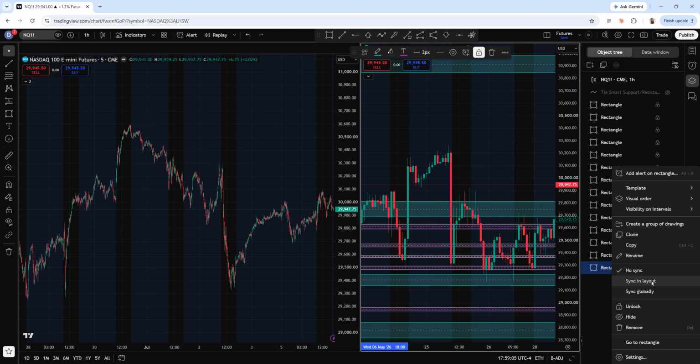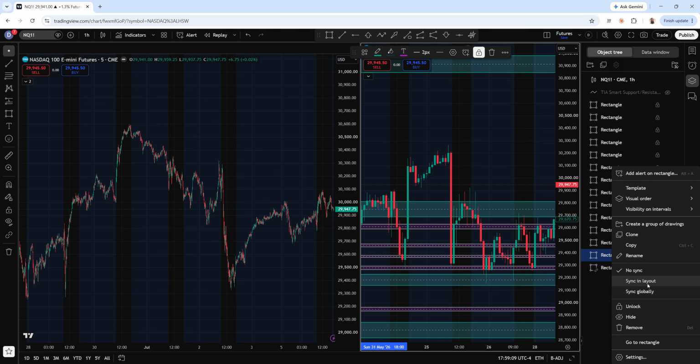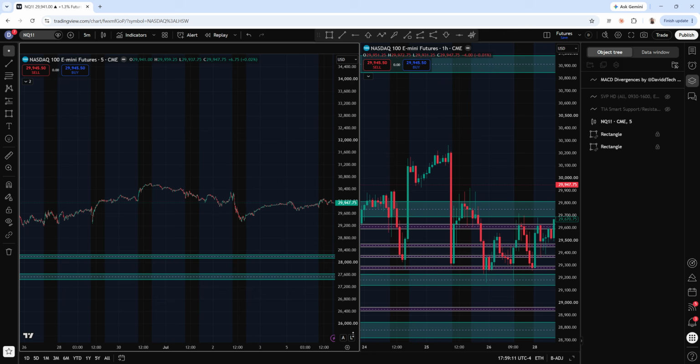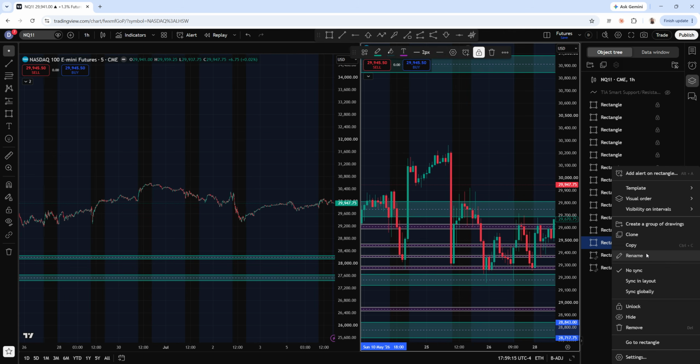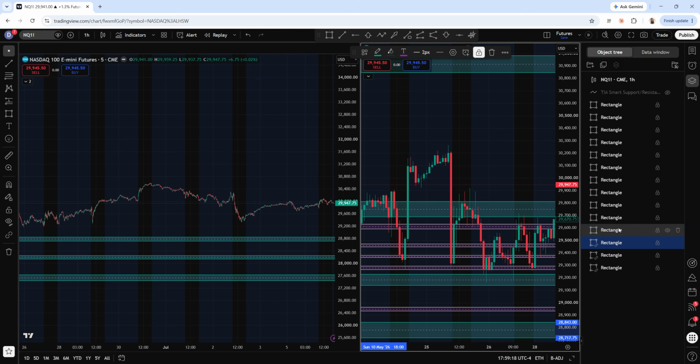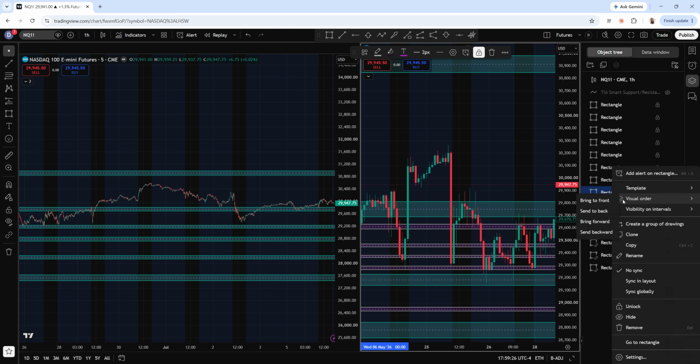Oh yeah, I want to sync these in the layout. You can sync them either way. So you can sync them globally or in the layout, and then everything in this layout will be there. And then you just hit save on your TradingView thing.